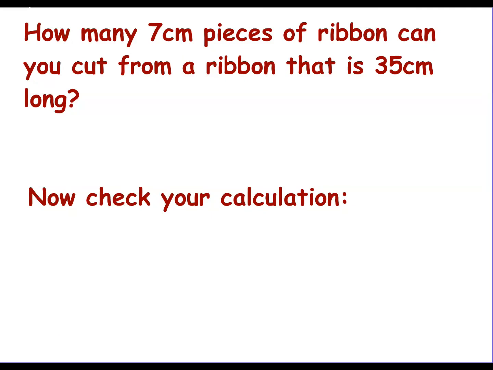So this is how they could ask you a question in a functional skills exam. How many 7 centimeter pieces of ribbon can you cut from a ribbon that is 35 centimeters long? So knowing what we do about the way they word the questions, it's asking us to divide 35 by 7. So if you know your times tables, you know that it's 5 times. So there's 5 pieces of ribbon.